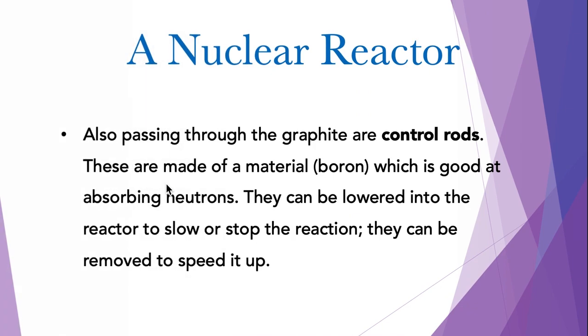Also passing through the graphite are control rods. These are made of a material which is good at absorbing neutrons. We use boron as this material. These control rods can be lowered into the reactor to slow or stop the reaction. They can be removed to speed it up. So they are called control rods because we control the rate of the reaction through these. So whenever the reaction is getting too fast and is producing a lot of heat, we can lower these control rods and they would absorb the neutrons. And so they can slow or stop the reaction. And if the reaction is getting too slow, they can be removed to speed it up.